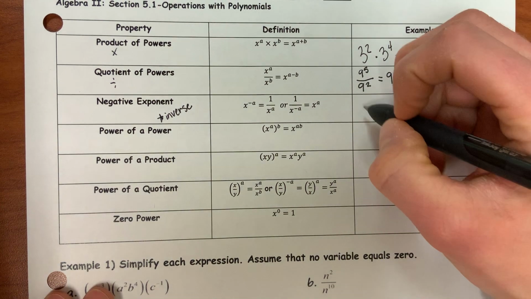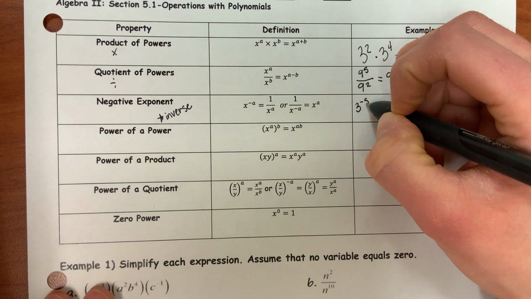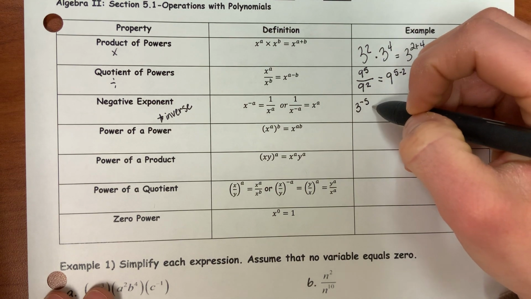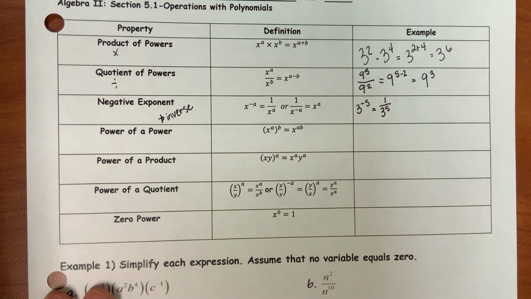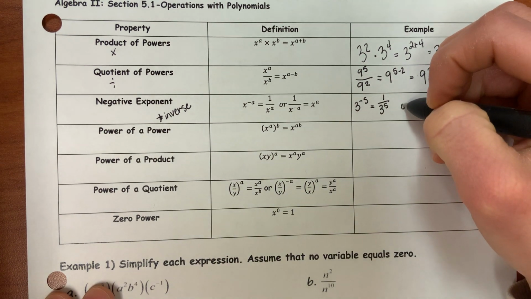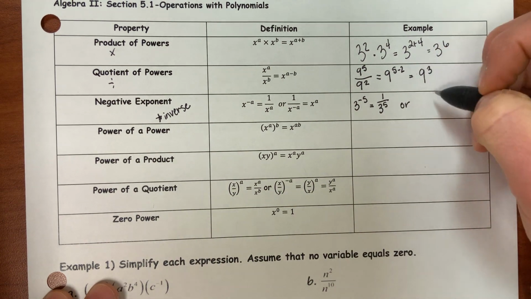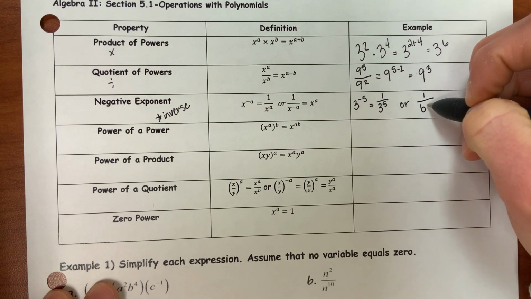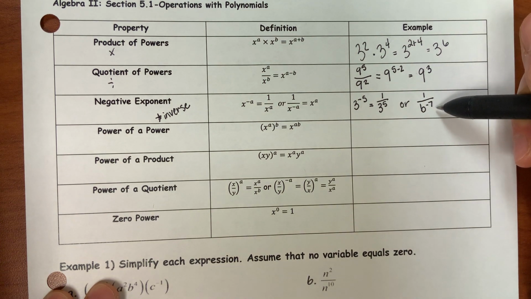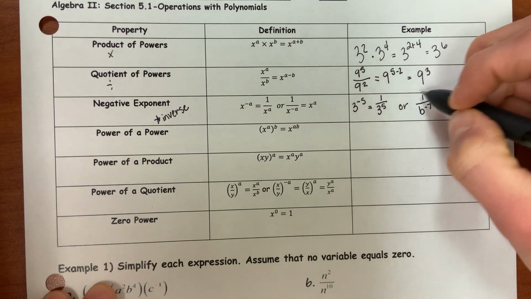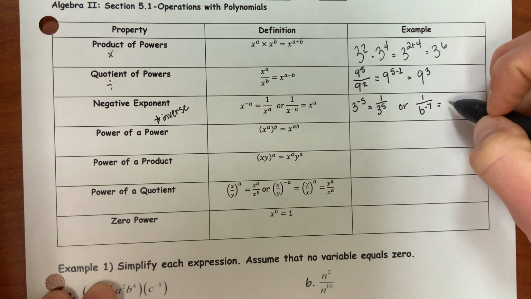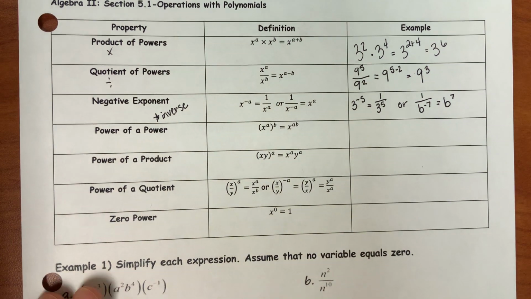So an example of this, say I have 3 to the power of negative 5. I can make that 5 positive by putting that 3 to the 5th power on the bottom. Or what if I have 1 over b to the negative 7? Now the negative exponent's in the bottom. I can just make that positive by flipping that, and bringing the b to the negative 7 up to the top to be b to the positive 7.